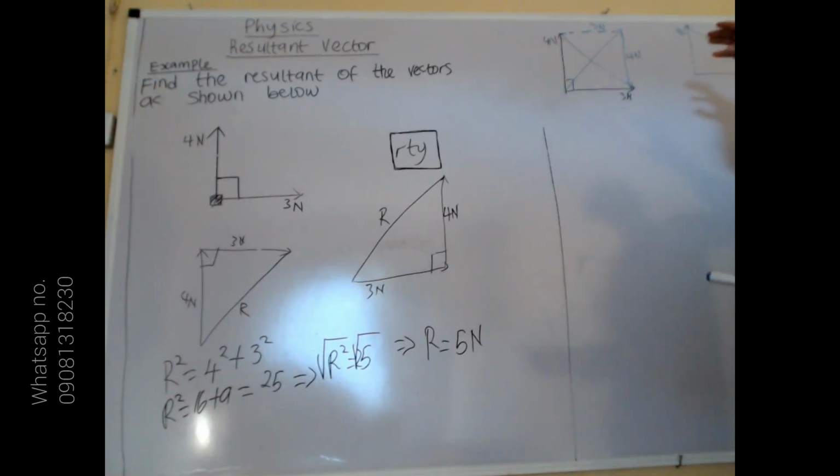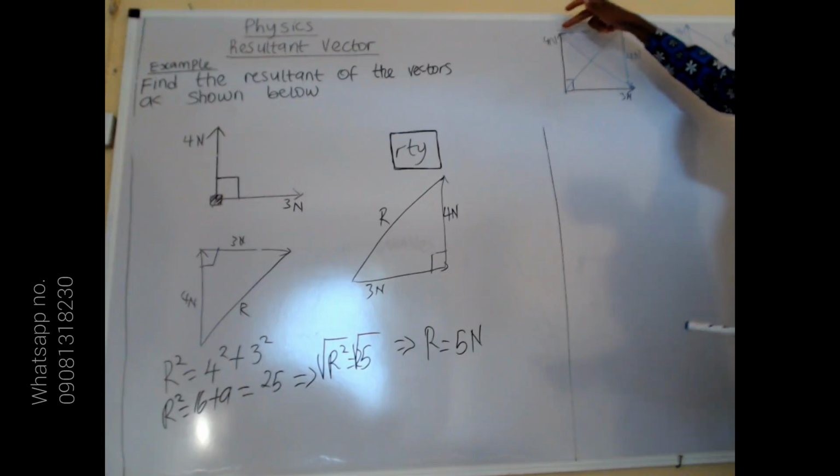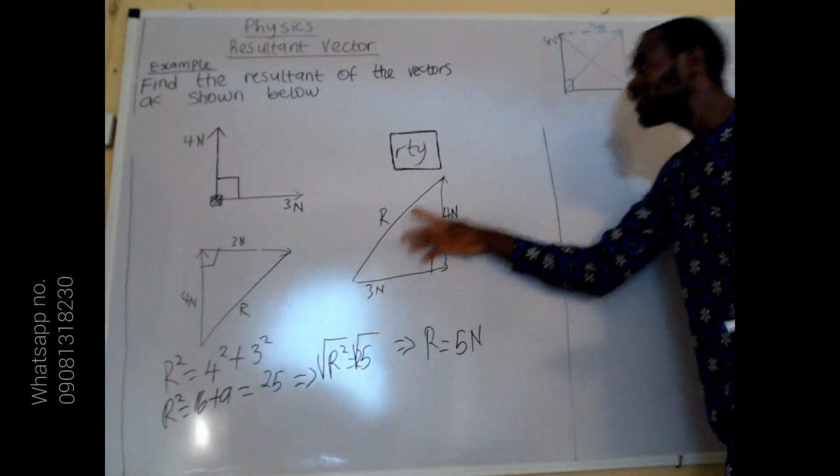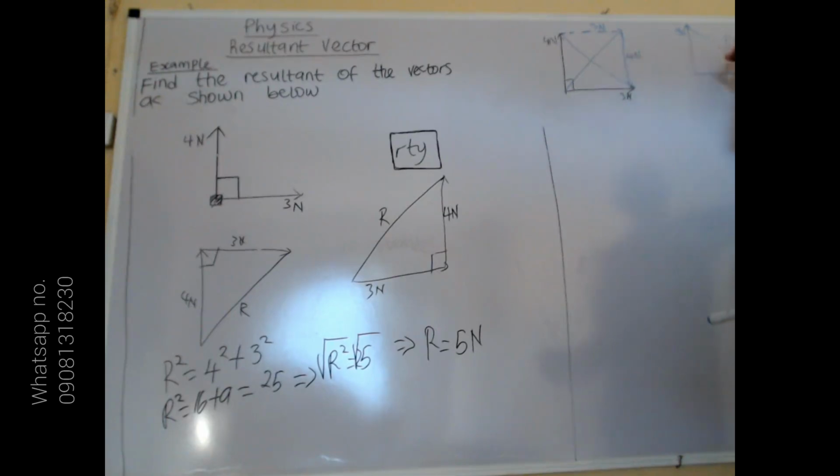Now, why is this not giving you the answer? I'm telling you that it is because the diagonals of the two rectangles, this, which was this, and this, which is this, are both equal. That is why it is giving you the same answer.